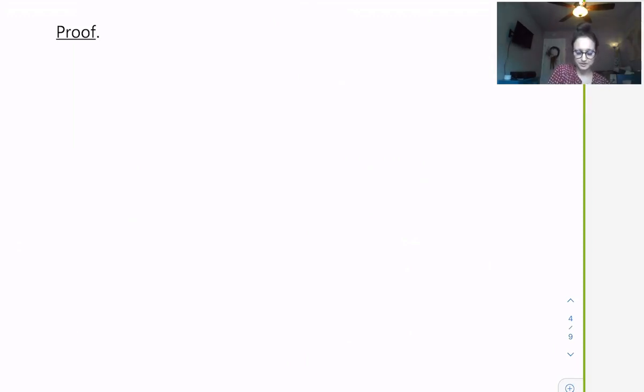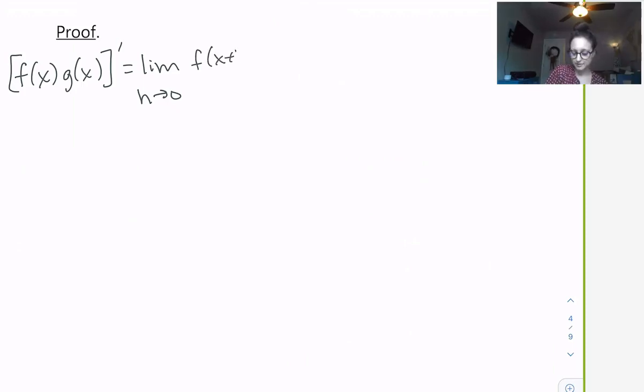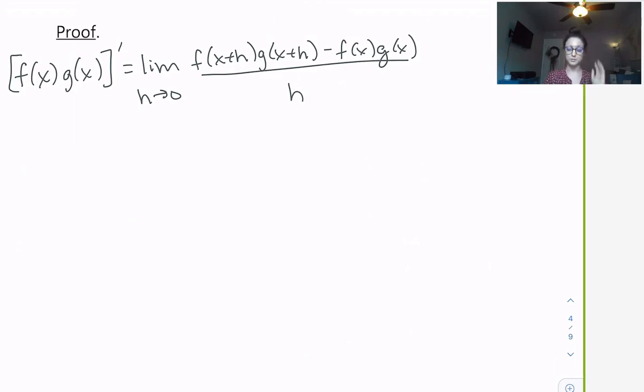So if I want to find the derivative of f times g, then I know that that's equal to the limit as h approaches 0 of f of x plus h times g of x plus h minus f of x times g of x all over h, right? That's the formal definition of the derivative, okay? So what I'm going to do is right in here, I'm going to subtract something and then add it back in, which doesn't change anything, right?